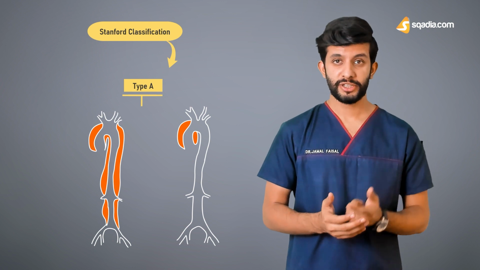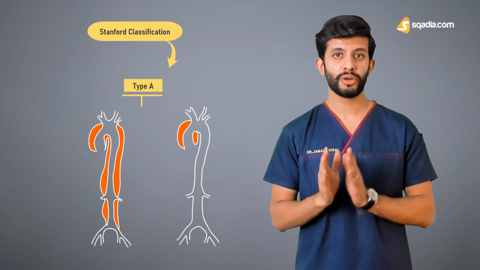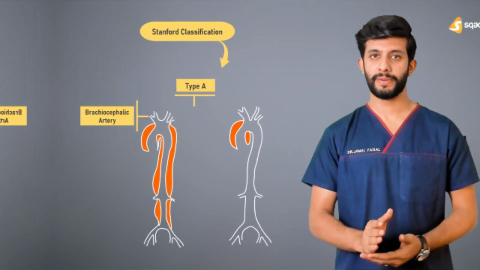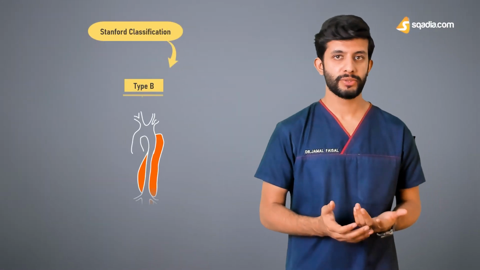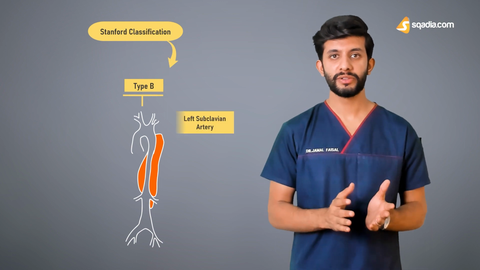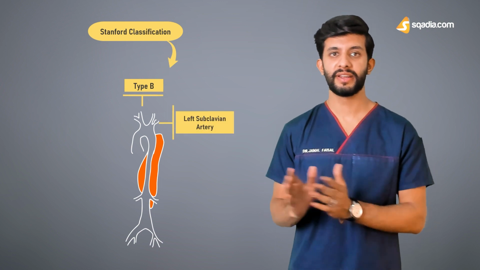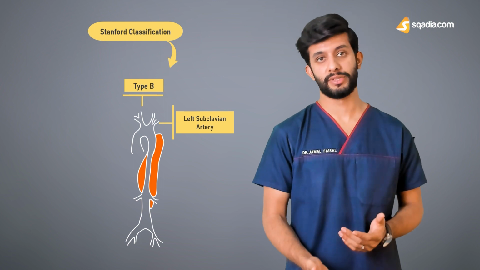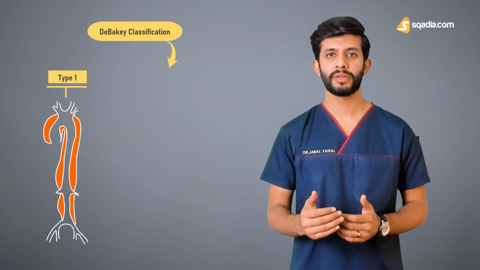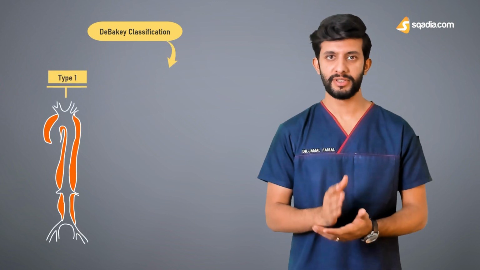The type A dissection is defined as a dissection proximal to the brachiocephalic artery, whereas a type B aortic dissection originates distal to the left subclavian artery and involves only the descending aorta. Now, the DeBakey classification is a little different. It talks more about the site of origin of the dissection.